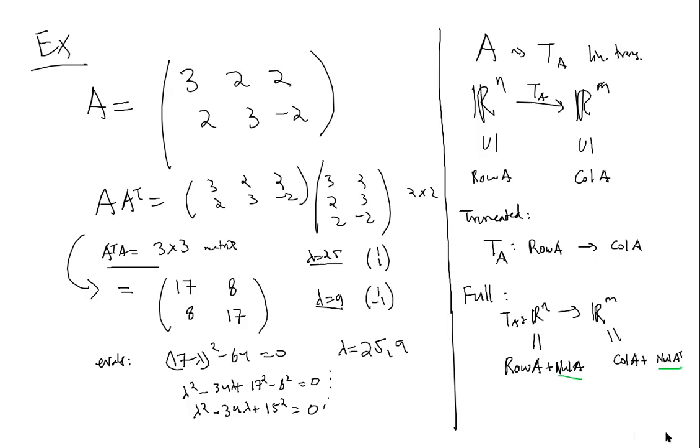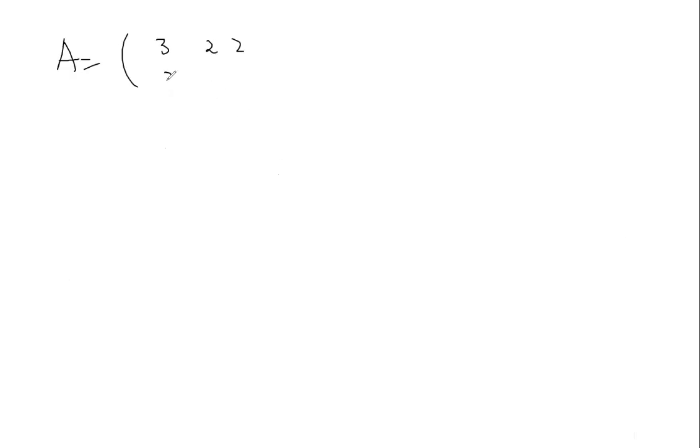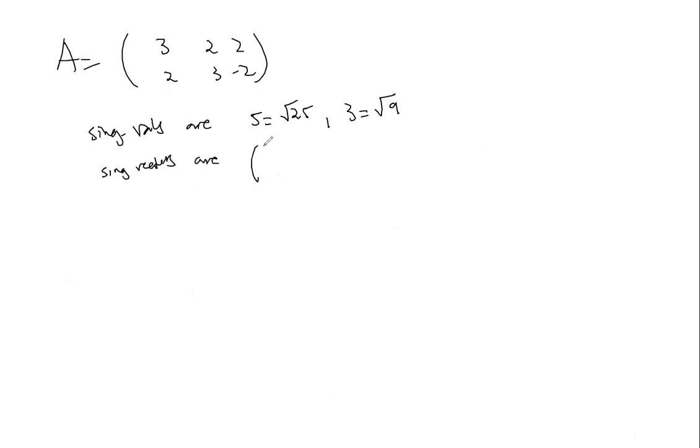So I'll just rewrite what A is. A was 3, 2, 2. We found that the singular values are 5 and 3. The singular vectors we found are 1, 1 and 1, negative 1. We should figure out if these are right or left singular vectors, and we should also normalize these.